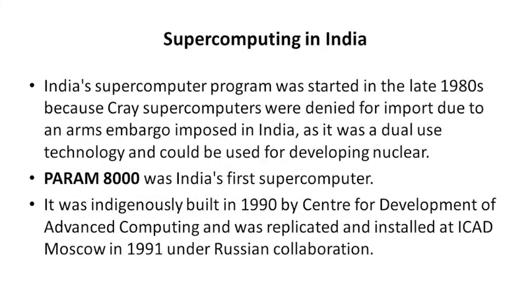Supercomputers in India started in the late 1980s because Cray supercomputers were denied for import due to an arms embargo imposed on India, as it was a dual use technology that could be used for developing nuclear weapons. Param 8000 was India's first supercomputer. It was indigenously built in 1990 by the Centre for Development of Advanced Computing and was replicated and installed at ICAD Moscow in 1991 with Russian collaborators.